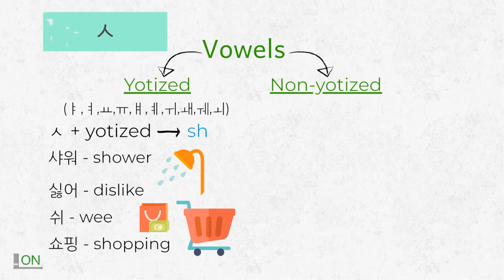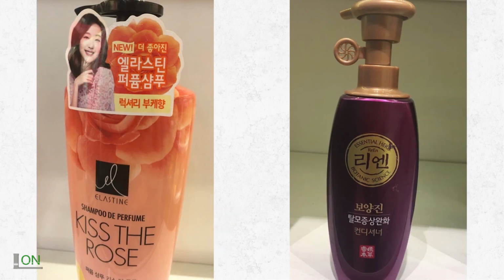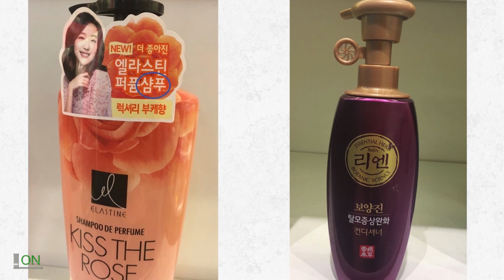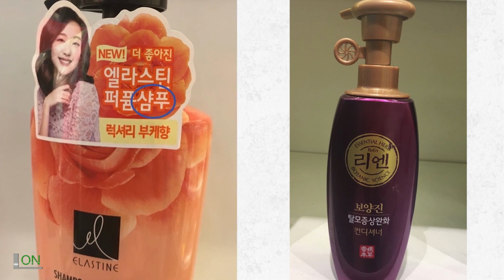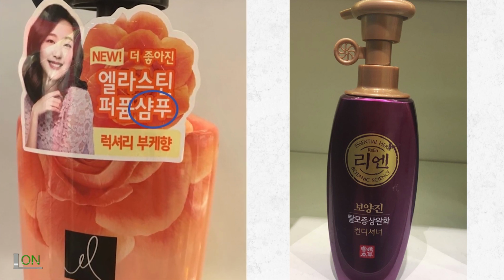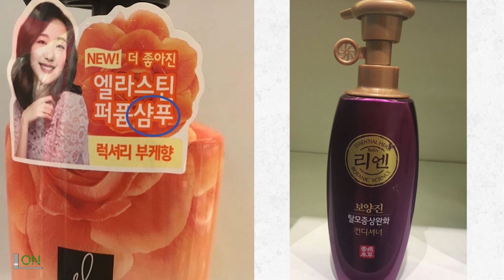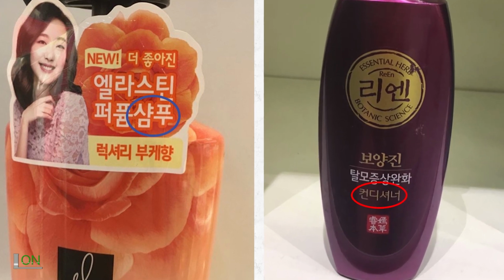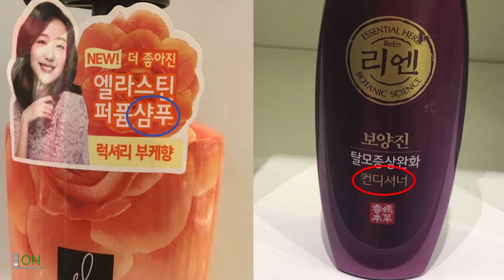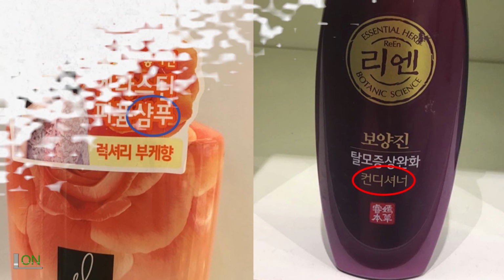shopping. Now let's look at some Korean products. Can you spot a s plus iotized vowel word here? Here it is. It's pronounced as shampoo. Can you guess what it means? It's shampoo. What about here? This word is pronounced as conditioner, and it means conditioner for hair.